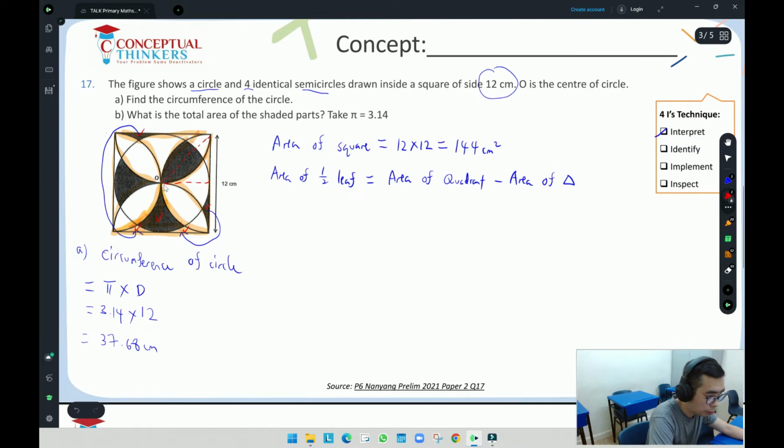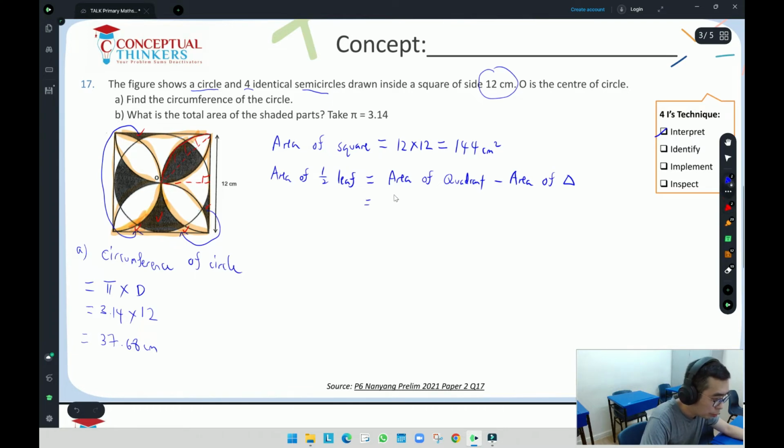Okay, that connects to the center of the circle, right? So here is a right angle. So this will be the triangle that I'm talking about, and this is the quadrant that I'm talking about. Okay. So I'm going to use quadrant minus away triangle. That will give me the half leaf here. Okay.